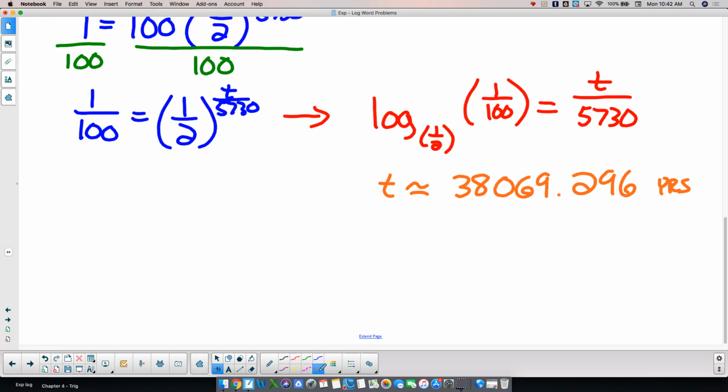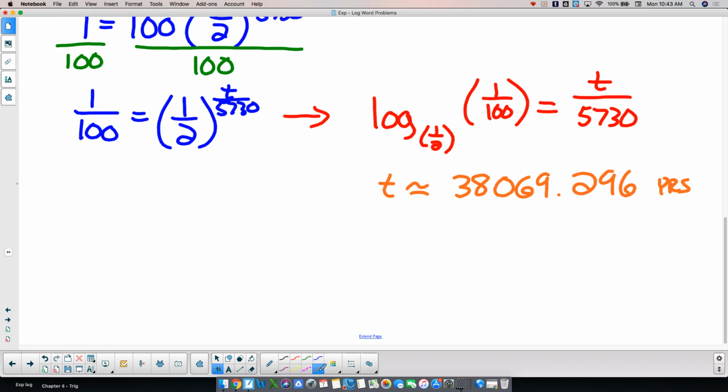How do you take the log into the calculator? You gotta use change of base. So you do log or natural log of 1 over 100, close your parentheses, divided by log or natural log, whichever one you use, got to use the same one, of 1/2. Why do you put the 100 one first? Because that's a change of base formula. You take log of this one divided by log of your base.